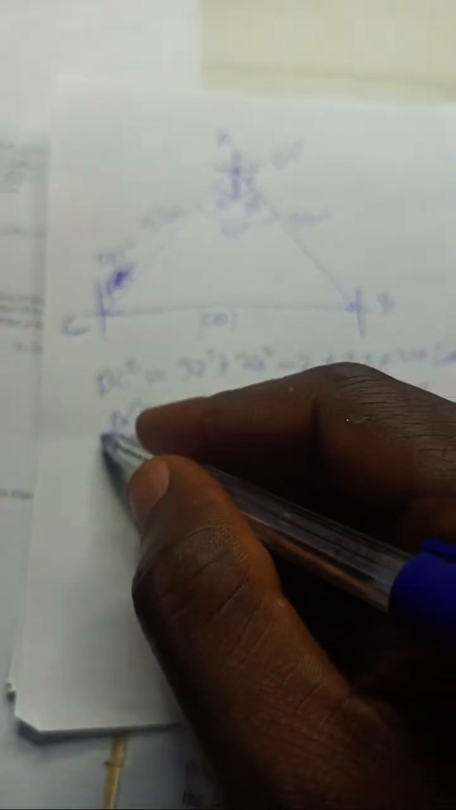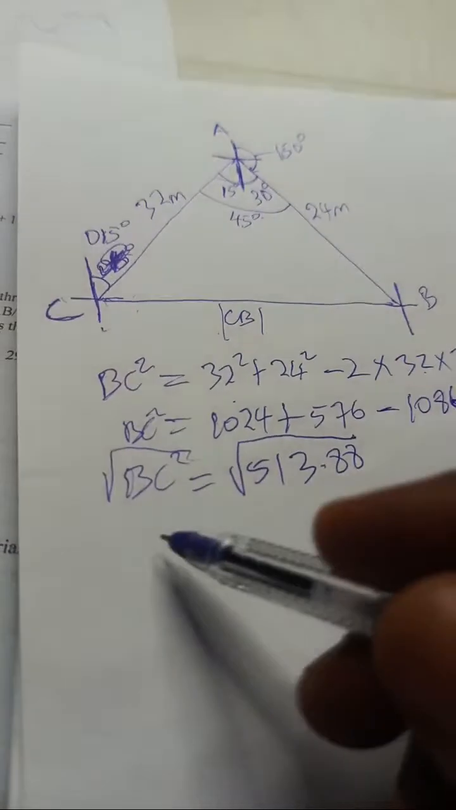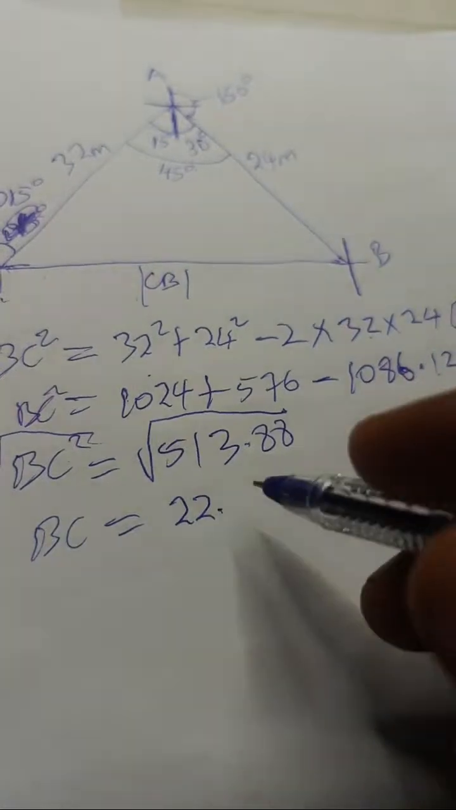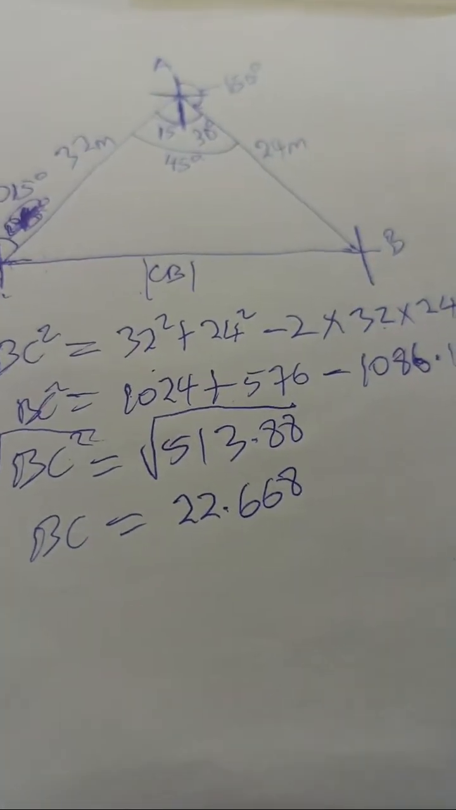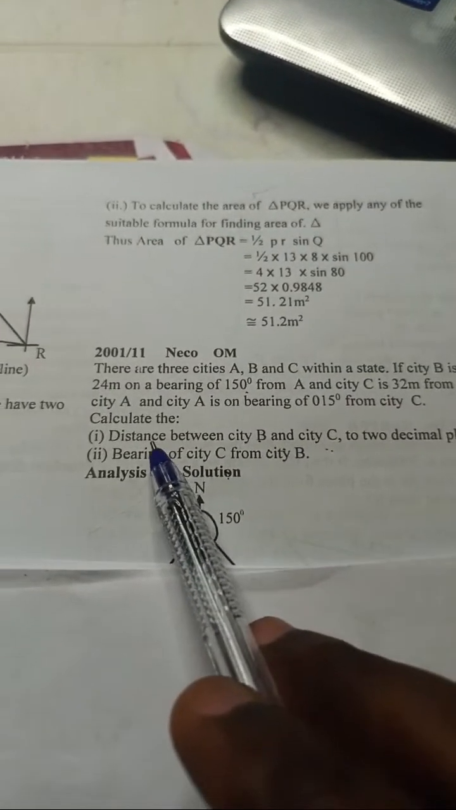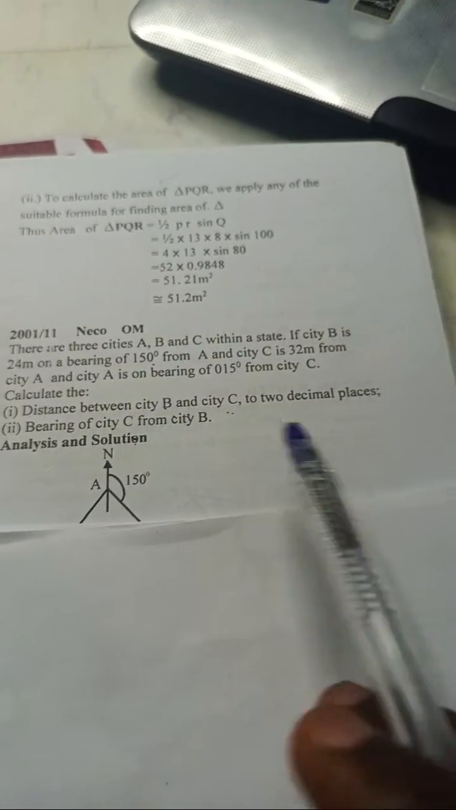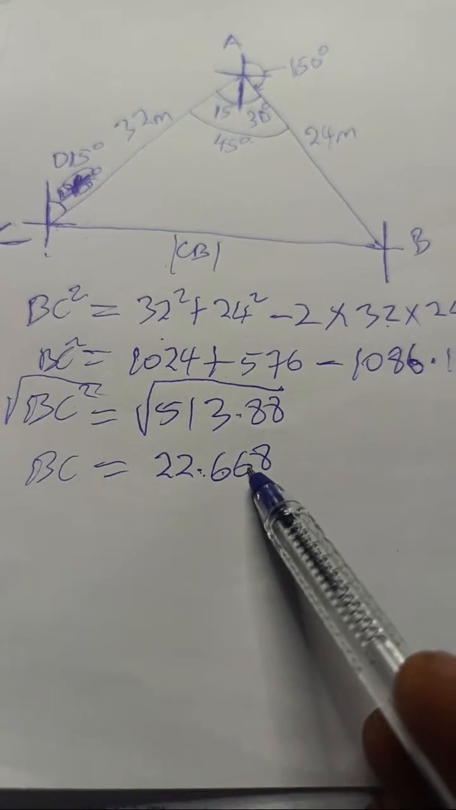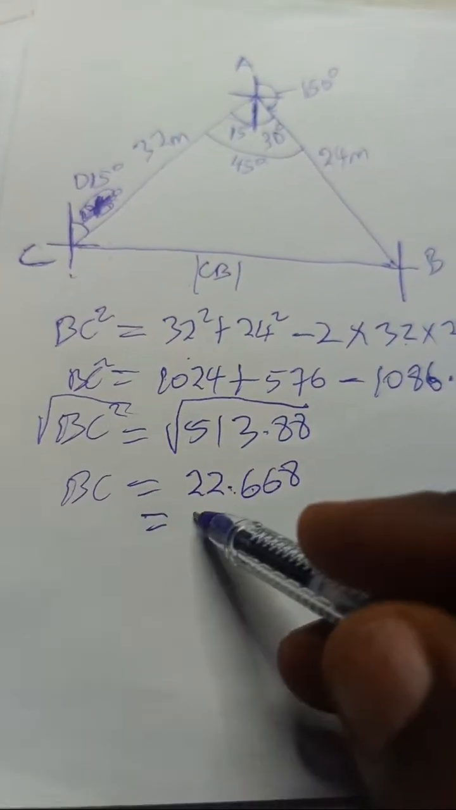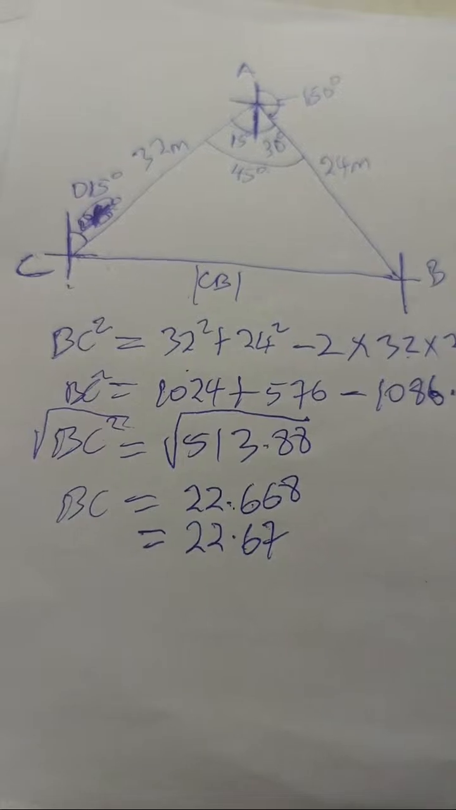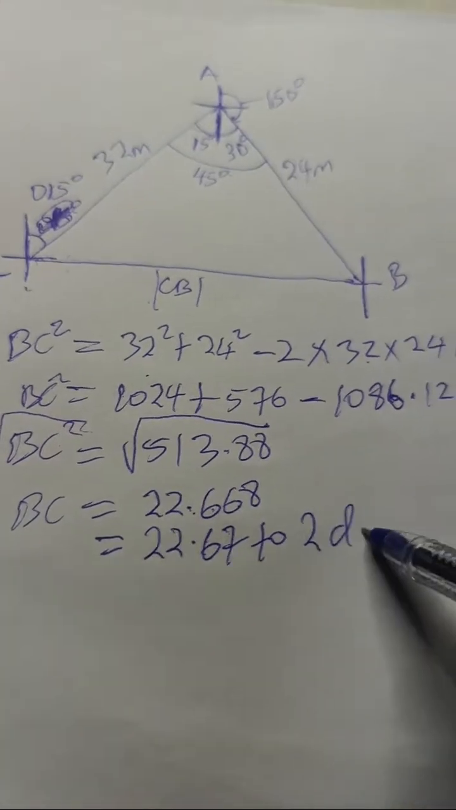Therefore, our BC will be equal to 22.668. Now, remember from the question, what did they tell us to do? We are told to find the distance between city B and city C to 2 decimal places. So it means we have to say after decimal 1, 2. So to 2 decimal places, it will give us 22.67.